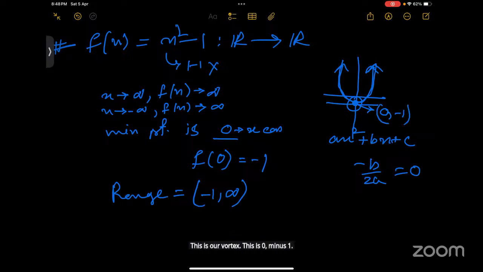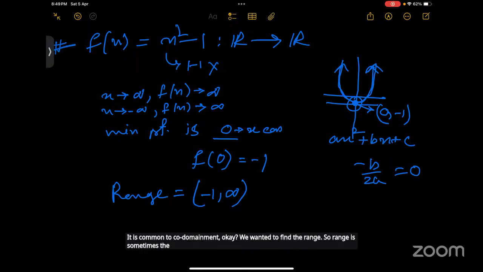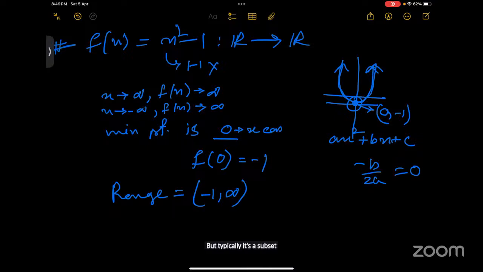Okay. Ma'am, when you say R to R, it is always domain to range, right? It is not domain to range, it is domain to codomain. Okay. And we wanted to find the range. Sometimes the range can be equal to the codomain, but typically it's a subset of the codomain, right?